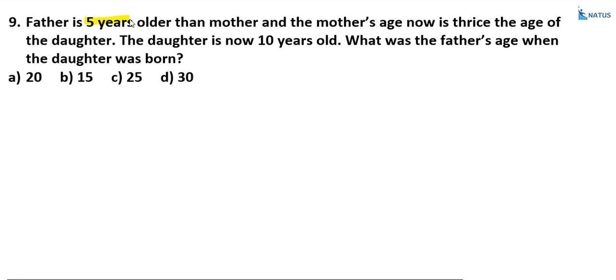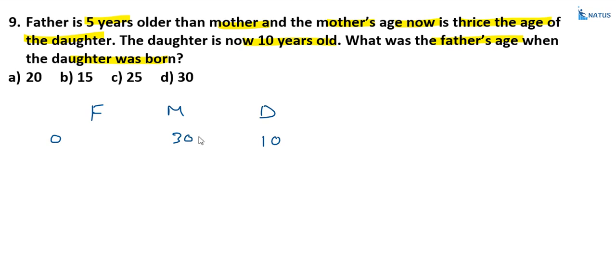Father is 5 years older than mother, and the mother is now thrice the age of the daughter. The daughter is now 10 years old. What was the father's age when the daughter was born? Now, here three persons are there: father, mother, daughter. At present, what is the daughter's age? That is equal to 10 years. And what is the mother's age? Thrice the age of the daughter, that is equal to 30. And what is the father's age? Father is 5 years older than mother, so that is equal to 35 years.